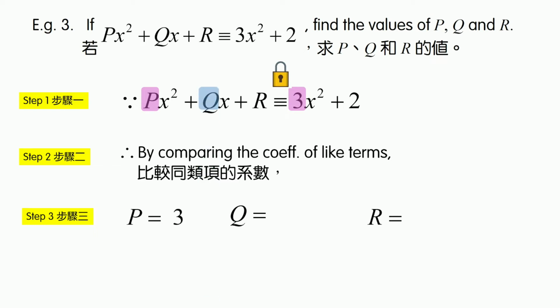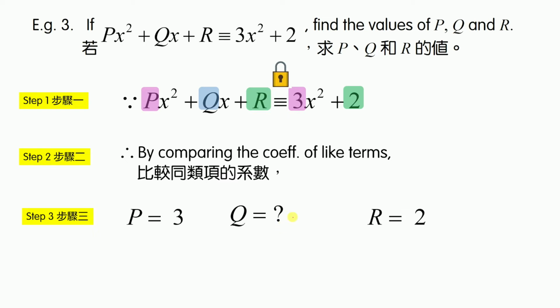q is the coefficient of x. However, on the right-hand side, we cannot find any coefficient of x, so we may not know the answer. That's okay. Let's first move on to r. r is the constant term on the left-hand side. So therefore, we find the constant term on the right-hand side, which is 2. Therefore, r equals 2.